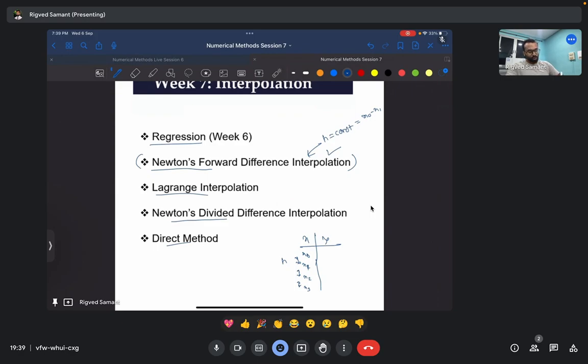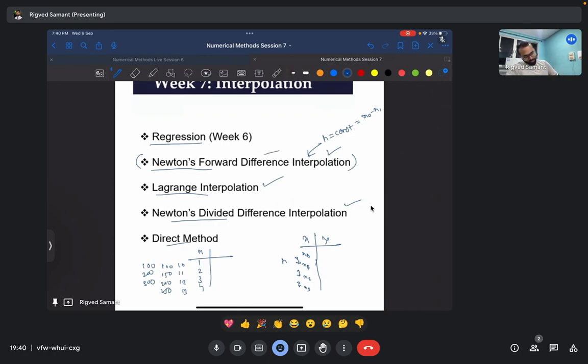Otherwise, you have to go for Lagrange interpolation or Newton's divided difference interpolation, where these x0, x1, x2, x3 values can change. So for instance, if your x values are 1, 2, 3, 4, or 10, 11, 12, 13, or let's say 100, 200, 300, or 100, 150, 200, 250. Do you get the idea? So the difference need not be 1, it can be any difference, but it is a constant difference. In that case only you can go for this one.